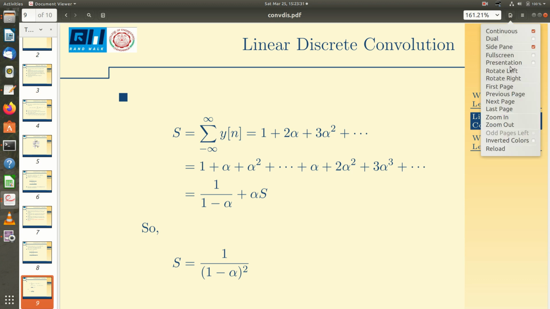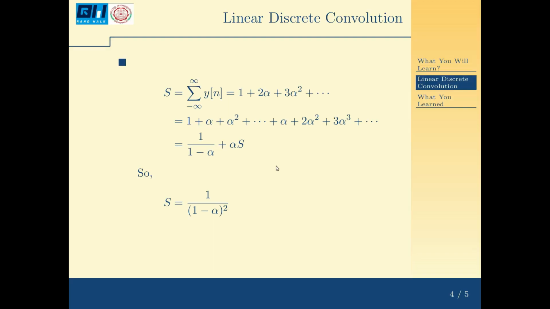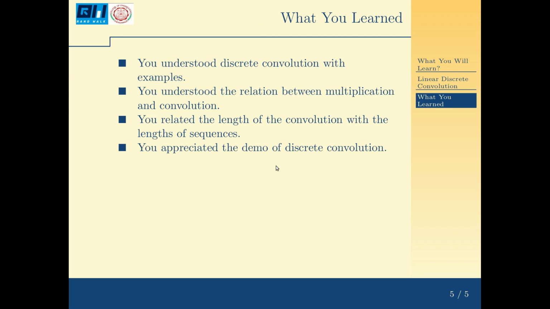So we demonstrated this problem with Python. Now coming to the end, the summary of understanding. Here in this video you understood the discrete convolution with examples. Then you understood the relation between multiplication and convolution, that is, time domain convolution appears as a multiplication in the frequency domain.